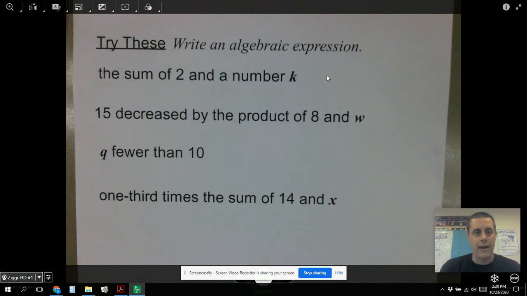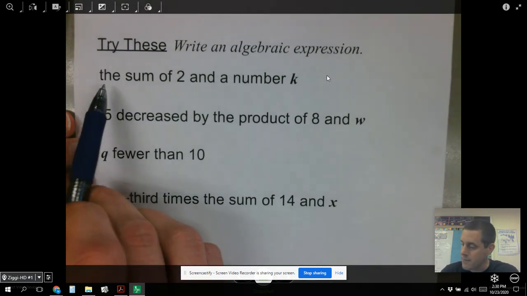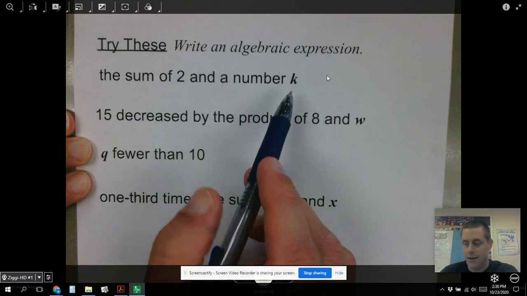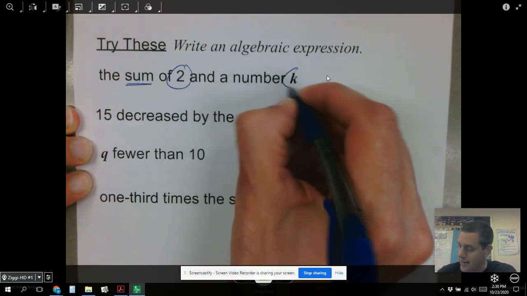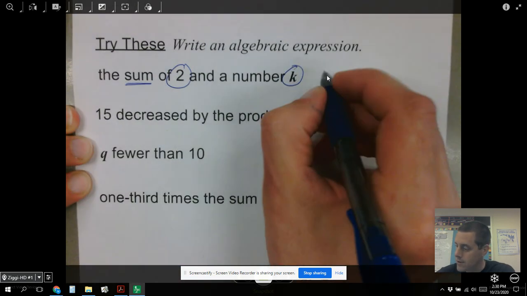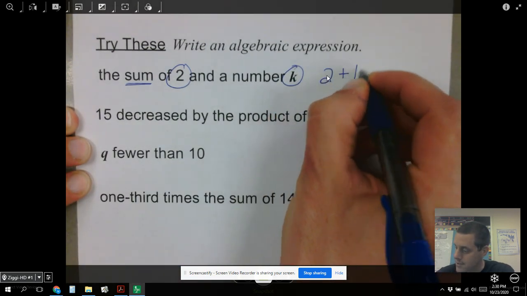All right, let's take a look and see how these translate. Hopefully you've given yourself enough time to complete these. The first one, the sum of 2 and the number k. So sum means we're adding. We should be adding 2 and k. So this expression would be 2 plus k.